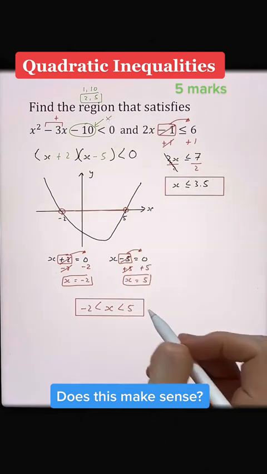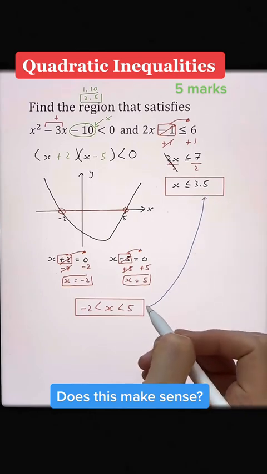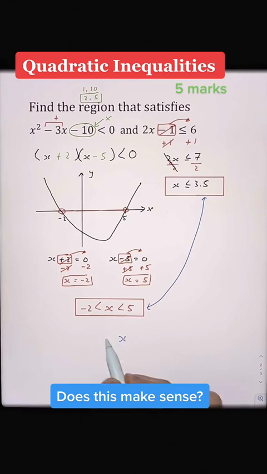As I want to find the region that satisfies both inequalities, I know that x must be greater than negative 2, but x must be less than or equal to 3.5.